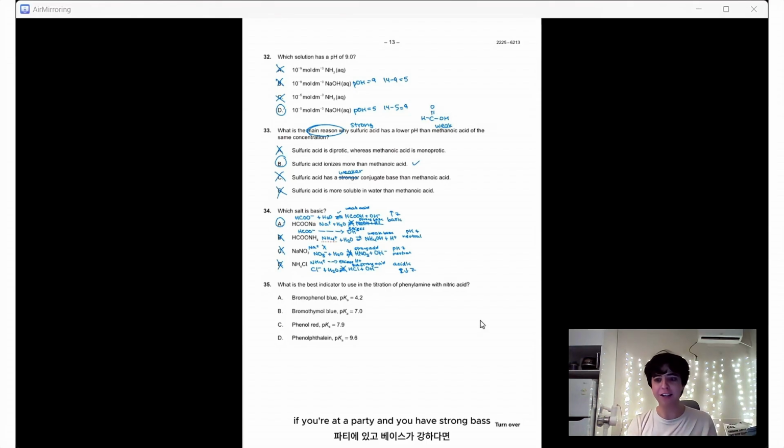If you're at a party and you have strong base, the music is pumping. Weak acid. Nobody's doing drugs. Maybe there's one kid in the corner, but we don't worry about him. The vibes are excellent. The pH is above 7. The salt is basic. And that's how I remember the hydrolysis of salts. I'm not kidding. I forget the theory sometimes because it's been so long since I hashed it out, but I just remember the metaphor so well.